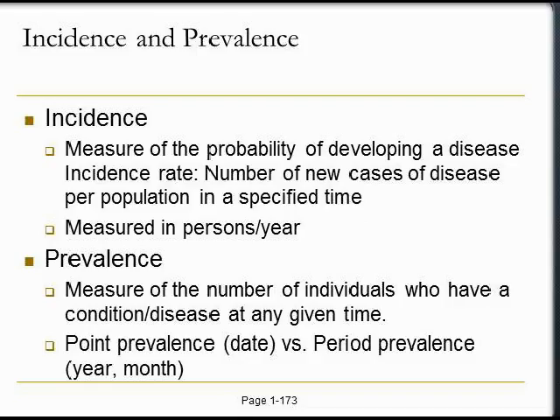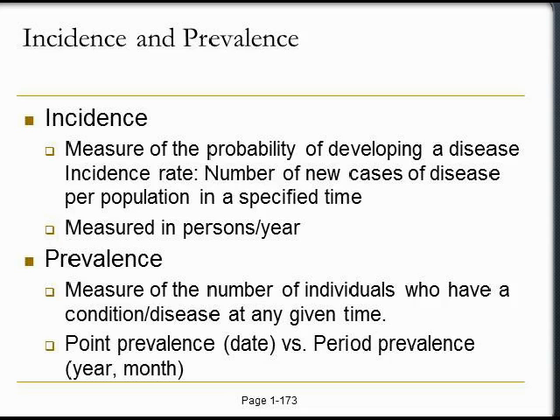Prevalence, on the other hand, is a measure of the number of individuals who have a disease or condition at any given time, today or in the month of April 2013. So point prevalence would be today. Period prevalence would be in a year's time or in a month's time.